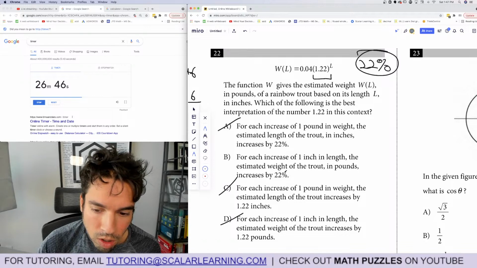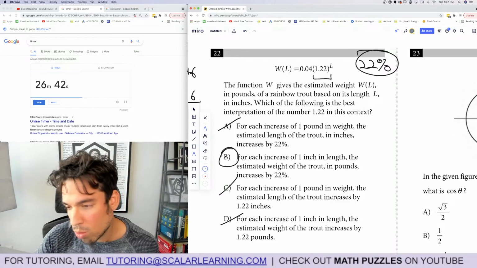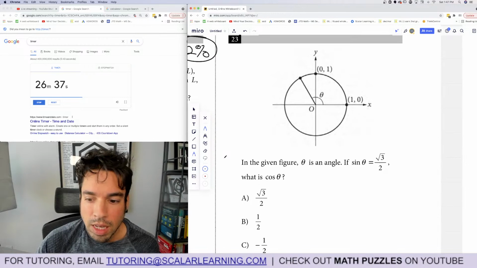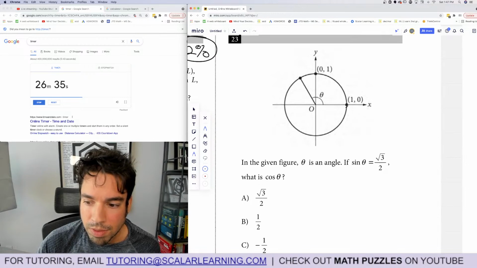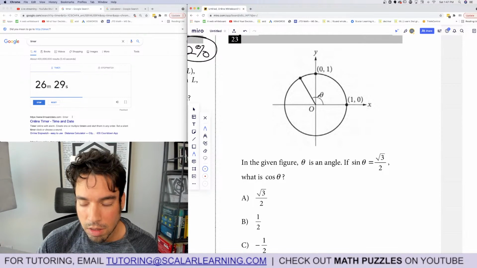Yeah, these are wrong. I know it's going to be a percent. For each increase of 1 inch, like we said, the rainbow trout increases by 22%. Boom, done. 23. In the given figure, theta is an angle. Perfect. If sine of theta equals root 3 over 2, what is cosine of theta?